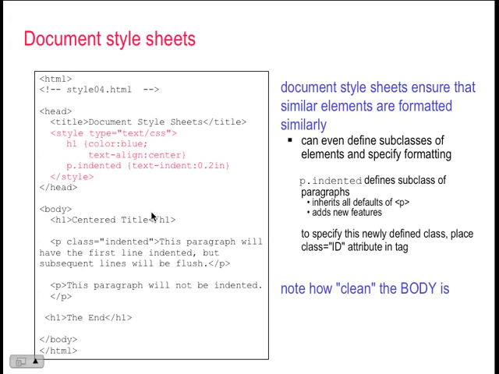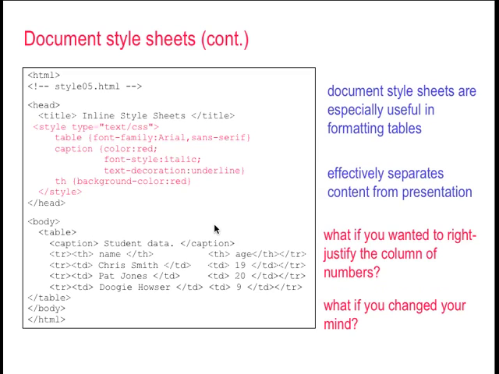So you might also get the impression at this point, hey, I can create my own tags. That's what you're doing. You're creating your own style tags. You're saying, use P dot highlighted, and the whole paragraph has a yellow background or something. So we can have document styles that are especially useful in terms of formatting tables.